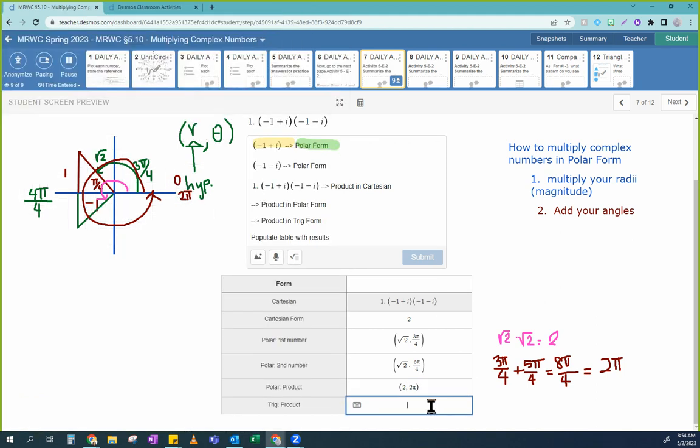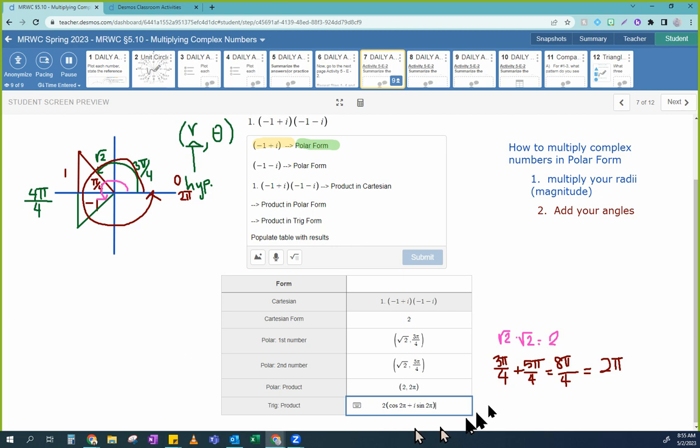Then you would write it in polar trig, same thing. So this is going to be 2 cosine 2 pi plus i sine 2 pi. If you remember, sine of 2 pi is 0, so that's going to be 0 i's. Cosine of 2 pi is 1 because it's asking for the x coordinate. So this is the same as this, which is just 2.